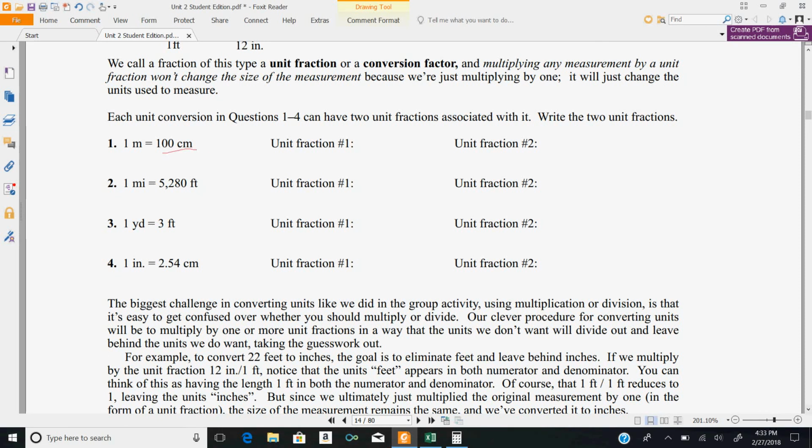If I divide both sides of this by 100 centimeters, they ran together there, I apologize. I end up with 1 meter per 100 centimeters. On the left-hand side, 100 centimeters divided by 100 centimeters is really 1. So 1 meter divided by 100 centimeters is really 1. I could go the other way. I could divide both sides by 1 meter, and I would end up with 100 centimeters per 1 meter. If I'm thinking about converting from meters to centimeters or centimeters to meters, I need to use one of these, depending on whether I want to make it bigger or want to make it smaller.